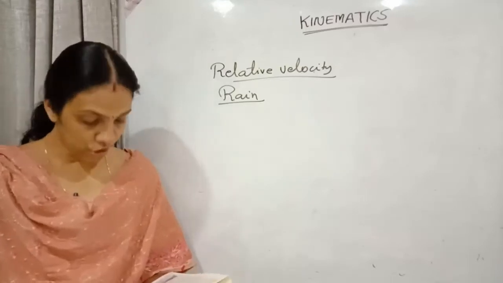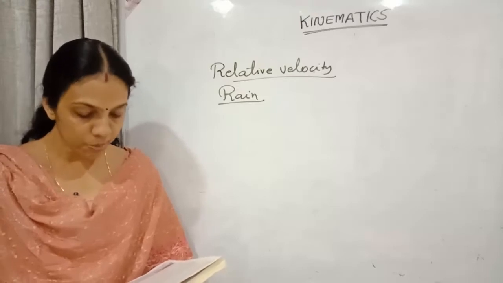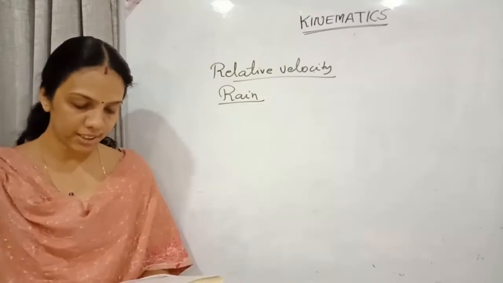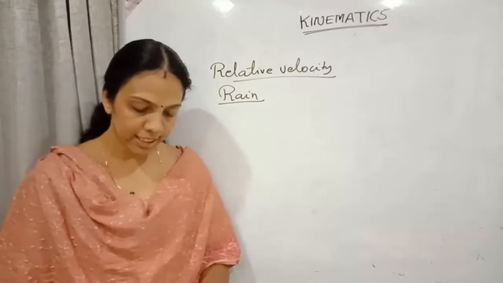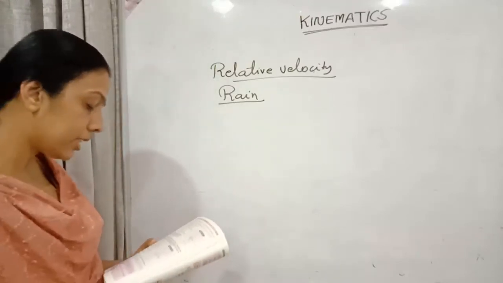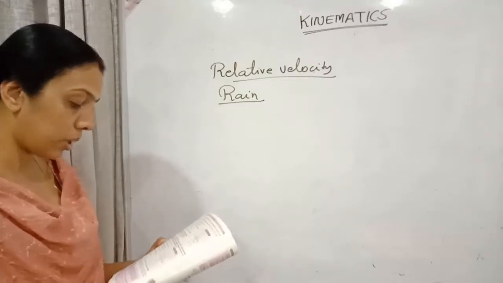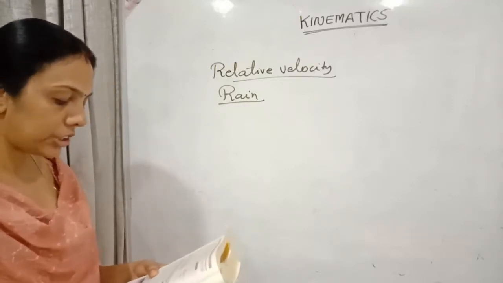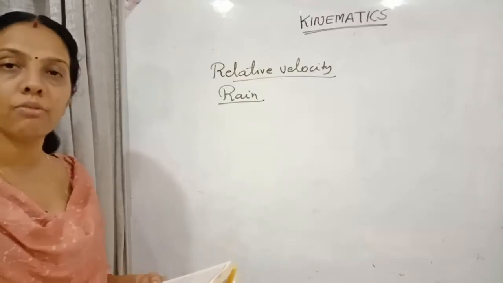Here the first question is: a man is walking on a level road at a speed of 3 km per hour. Raindrops fall vertically with a speed of 4 km per hour. Find the velocity of the raindrops with respect to the man. In which direction should the man hold his umbrella to protect himself from rain?